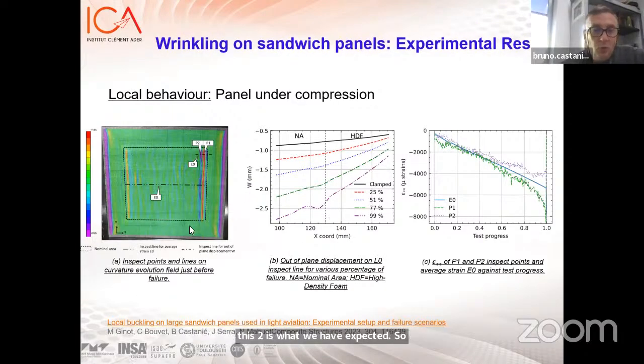So now, if you look at the failure scenario, on figure A on the left, you have the curvature, because with the curvature we can capture the buckle and the increase in the buckle. And so we have a localization near the applied drop, which is not so surprising. I will explain later. On the central figure, you have the evolution. At the beginning, we don't see a lot of buckle, and just before the end, at 99% of the failure load, you can see that the buckle is quite visible.